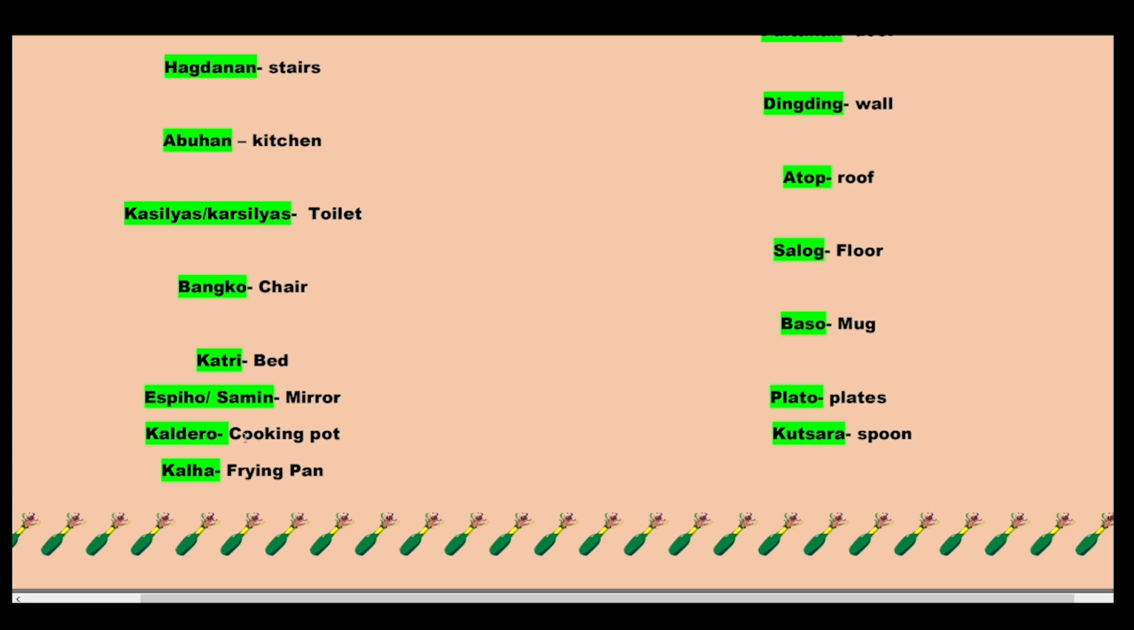Caldero, cooking pot. Makita ni siya sa abuhan, kaldero, kung gusto ka magluto or maglungag og kanon, gamito nimo kaldero. Dili kalha. Kalha, frying pan. Plato, plates. Kutsara, spoon. Tinidor, fork. Okay.